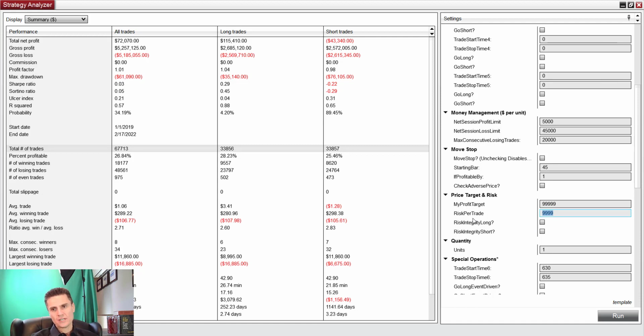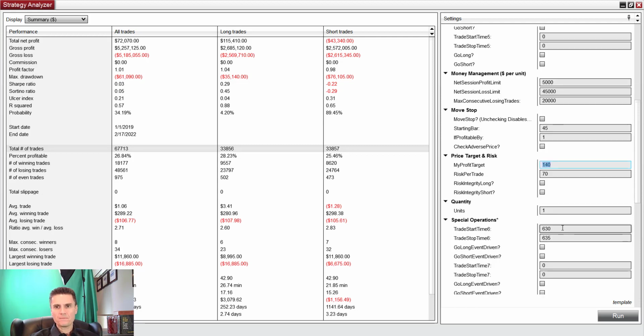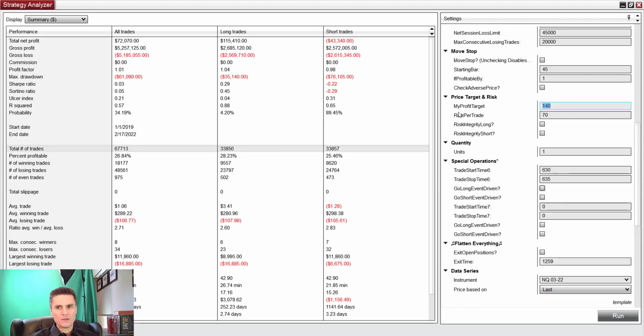So let's do 70, 140, so 70 tick stop loss and a 140 profit target. Okay, and then we're not going to use special operations.